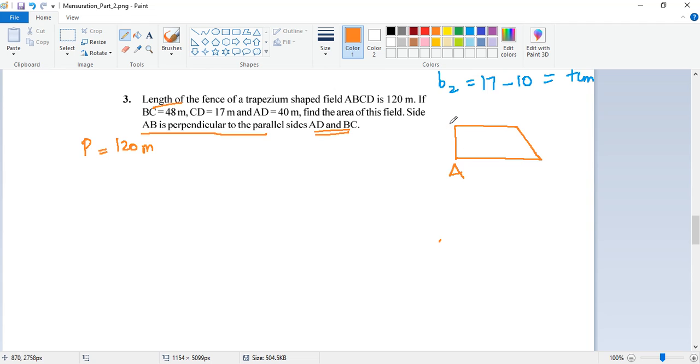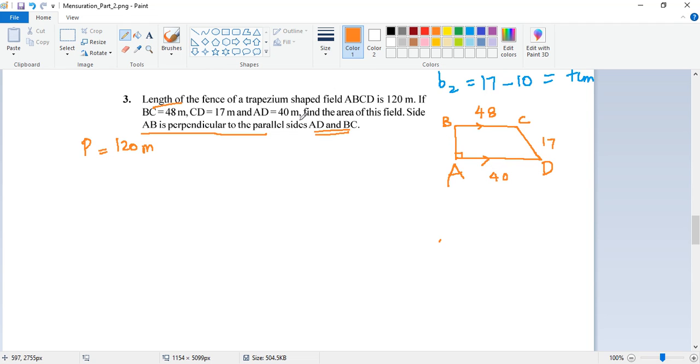A, B, C, D. See, AD and BC are parallel to each other, and AB is perpendicular to this, right? Okay. Now they are saying what is your BC? Your BC is given as 48, and your CD is given as 17, and AD is given as 14. Okay. Alright, so now what is this going to be?